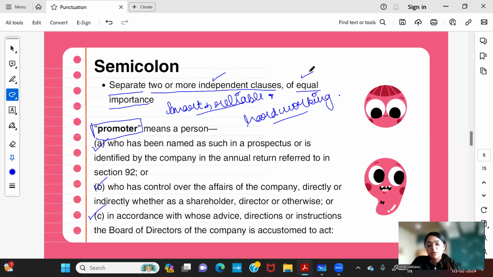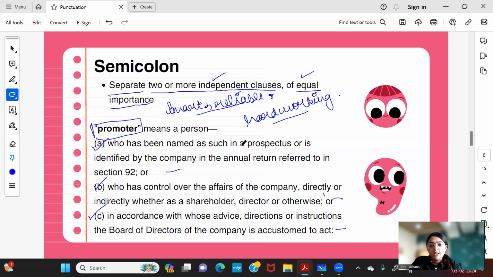and they all are of equal importance. So even if one of these conditions is satisfied, this person will be called a promoter. And that's why we are saying that all of these three are of equal importance and they are all independent of each other.